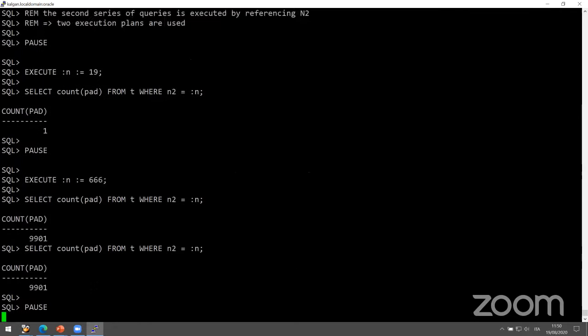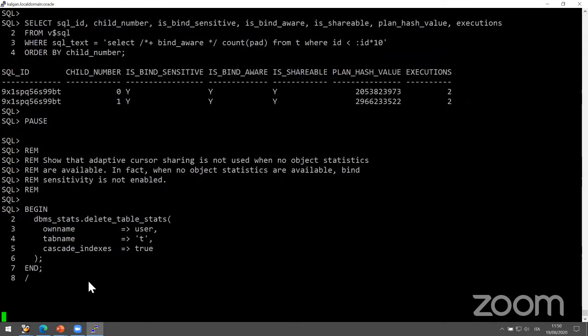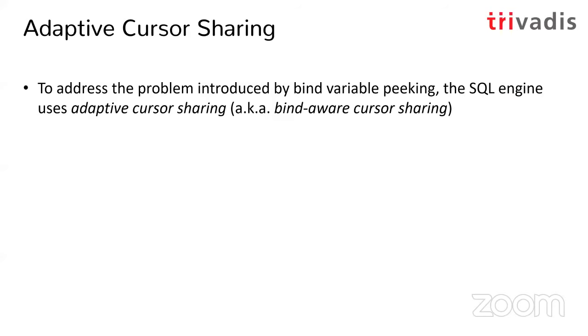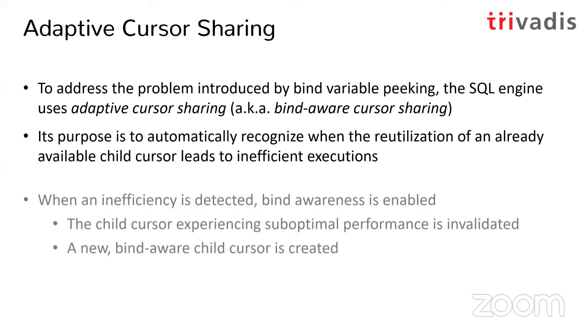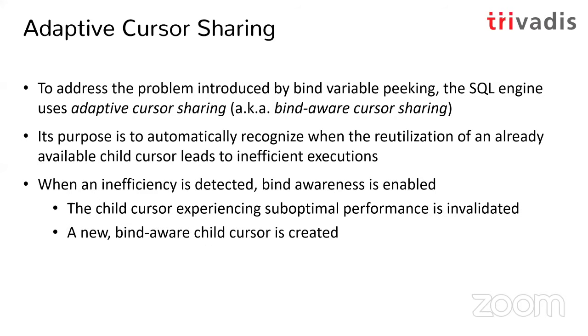The demo goes on and on, but we have no time to look at that in detail. So adaptive cursor sharing is a way to automatically recognize situations caused by bind peeking. It works well in some situations, but I would say not always. But when it works, again, it will invalidate a child cursor and create a new one.